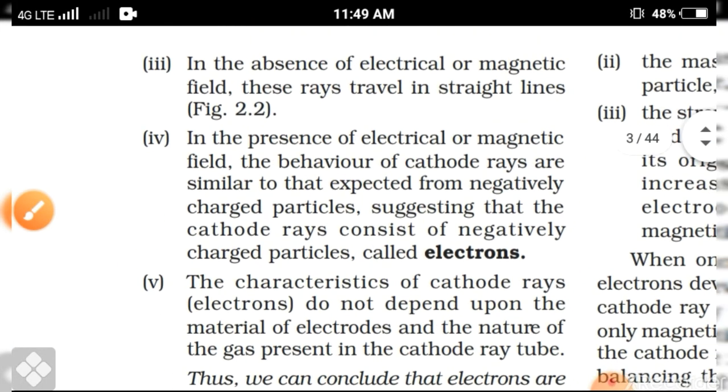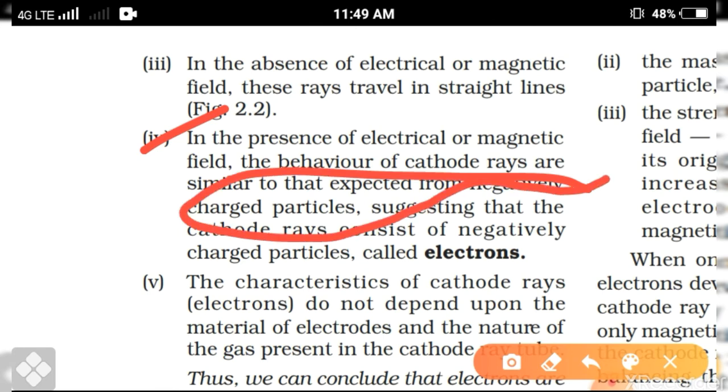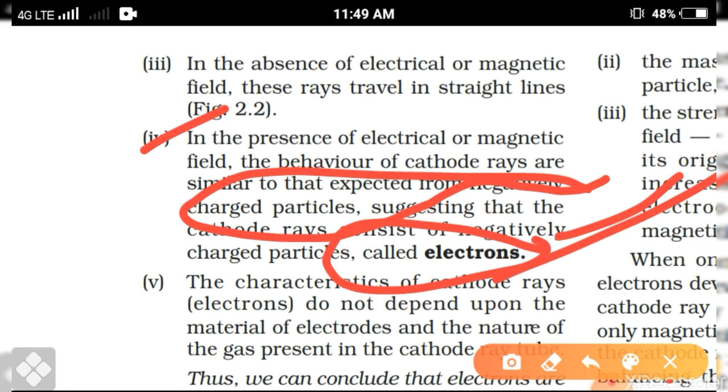Next, in the presence of electrical or magnetic field, the behavior of cathode rays is similar to that expected from negatively charged particles. How is its behavior? When electricity passes through the cathode ray tube, this cathode ray just behaves like an electron, meaning negative charge. So that cathode ray consists of negatively charged particles called electrons. And how do they behave? This cathode ray just behaves like negatively charged particles, which are known as electrons.